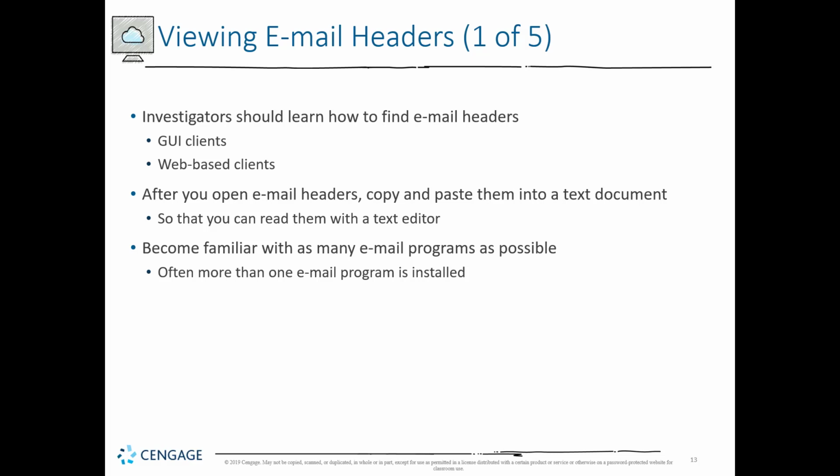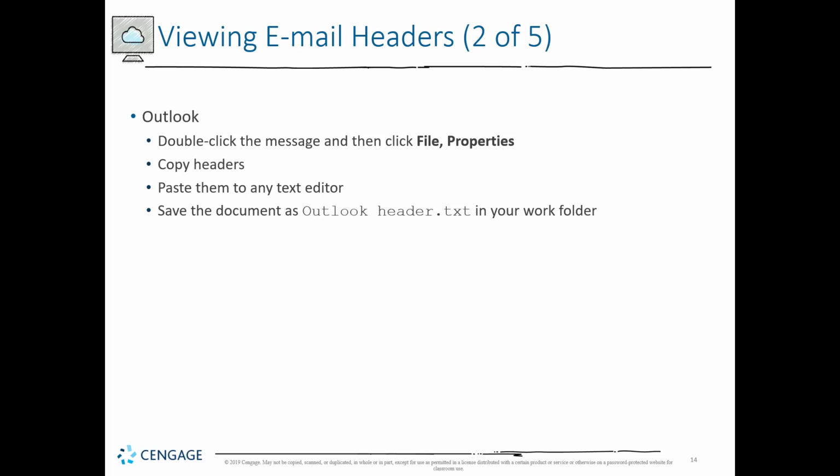So you need to become familiar with as many email programs as possible. And again, that's really unrealistic. If you do email investigations for corporations, you're going to know the email application that the corporation uses. You're not going to know all the email applications out there because that's just not realistic. So I keep saying things like Outlook. To do this in Outlook, you double click the message, click on File and Properties, and from there you can view the header.